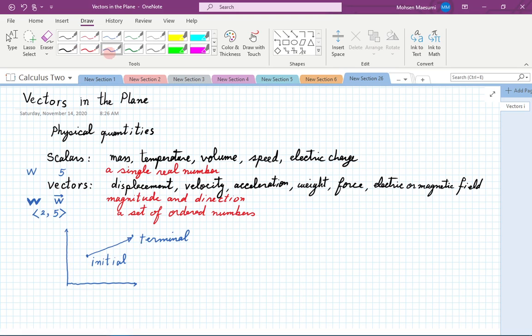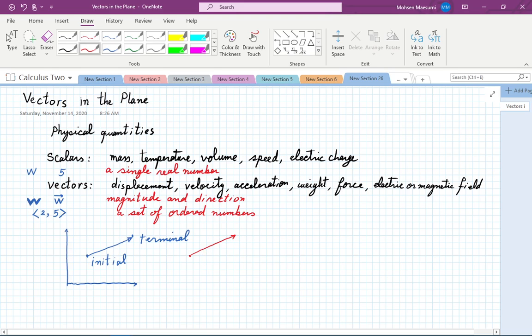If I start at a different place and go through the same displacement, I end up at a different terminal point. For our purposes, these two are going to be considered to be the same vector. So two vectors are the same if they indicate the same displacement.